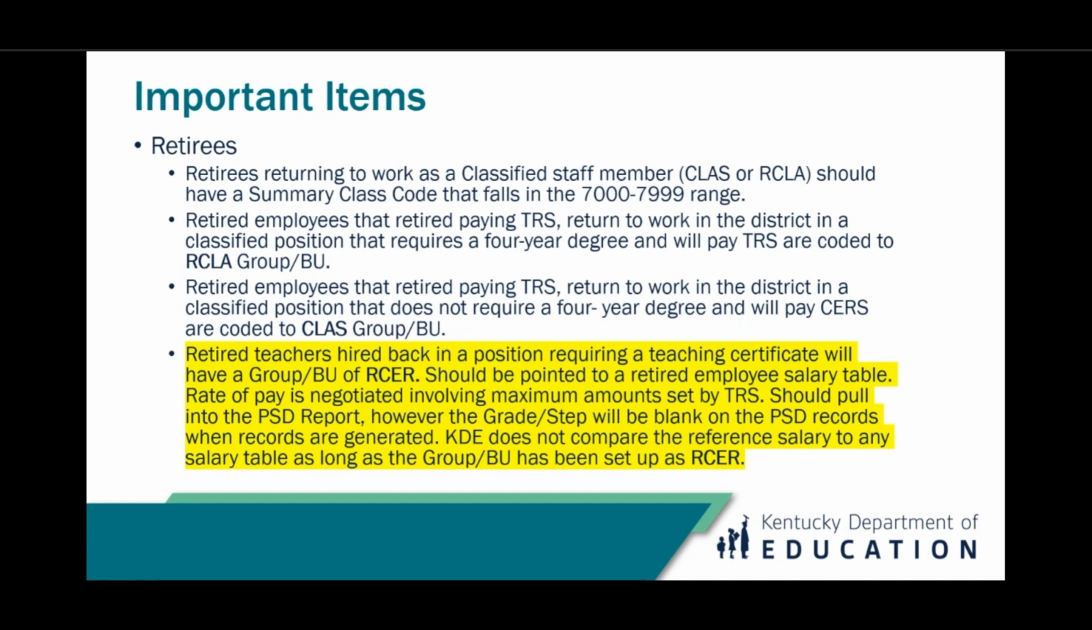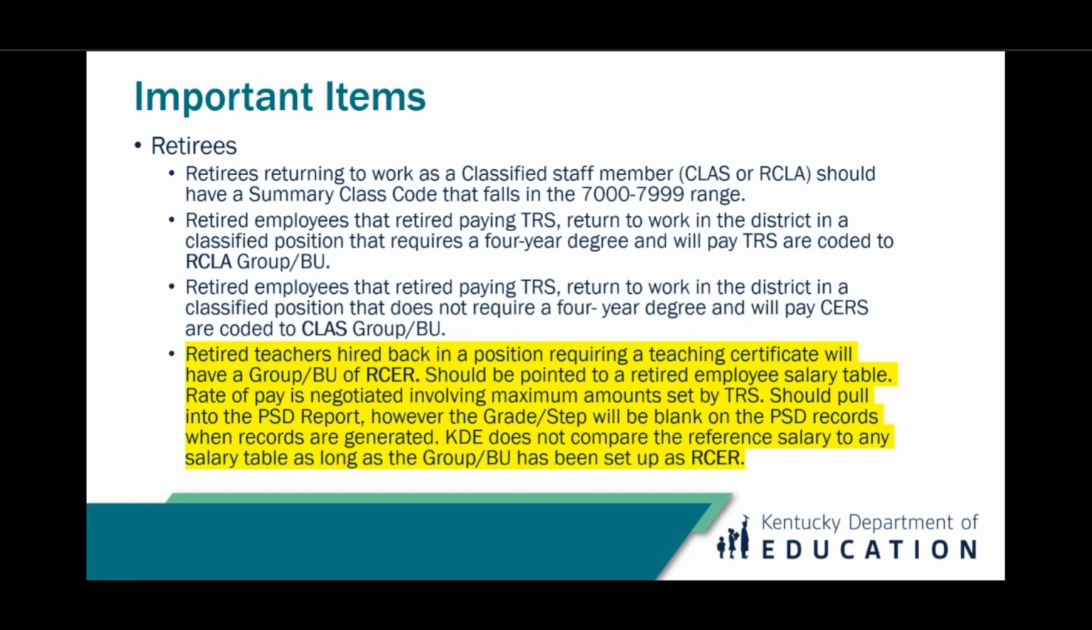And the last one is something that I'm going to first read what we have here and then talk about a situation that we had at CASBO in the spring. So we have retired teachers hired back in a position requiring a teaching certificate will have a group BU of RCER. They should be pointed to a retired employee salary table. The rate of back pay is negotiated involving maximum amounts set by TRS.